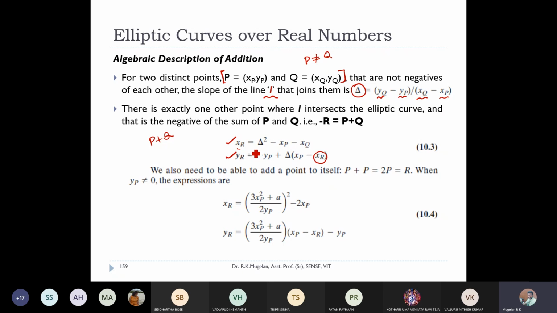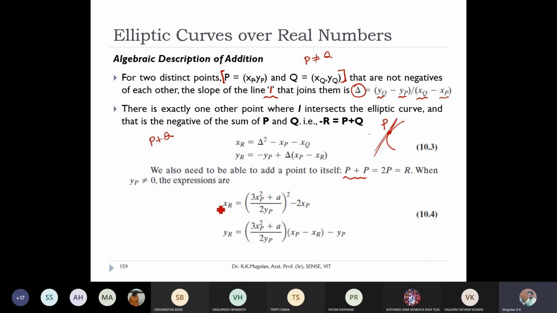Here you should substitute the coordinate of XR which you obtained in the previous step. Suppose you are going for a self addition, that is repetition of addition of the same point, like P plus P. How can we get the value of XR? If you repeat a point P on a curve, you can't join a line, because the line will be a tangent. It won't intersect anything, so here you won't have a slope at all.